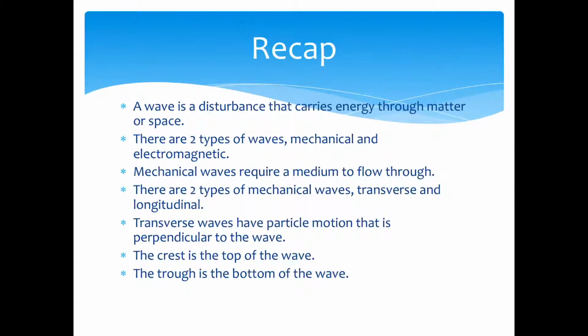So now let's just do a little bit of recap of what we've learned, because I know that is a lot of information to take in on this lesson. So we learned that a wave is the disturbance that carries energy through matter or space. We've learned that there are two types of waves, a mechanical and electromagnetic wave. We learned that a mechanical wave requires a medium to flow through. And we've learned that there are two types of mechanical waves. You've got transverse and longitudinal.